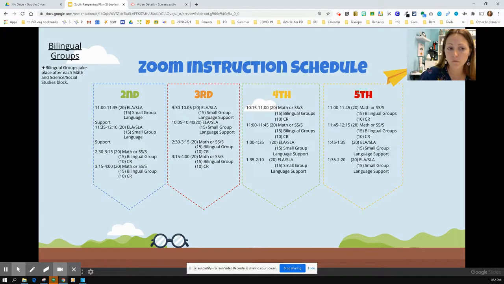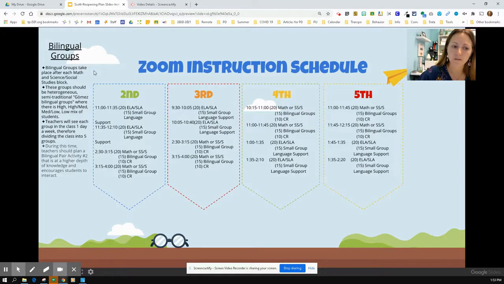Bilingual groups will take place after each Math and Science or Social Studies block. They should be heterogeneous, so the semi-traditional Gomez groups where you have one high student, one high medium student, one medium low student, and one low student. Teachers will see each group one time per week, so ideally you'll divide your class into 5 different groups to have one per day. During this time, teachers should plan one bilingual pair activity for the group that is at a higher depth of knowledge and encourages students to interact.